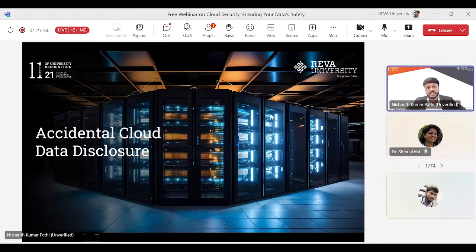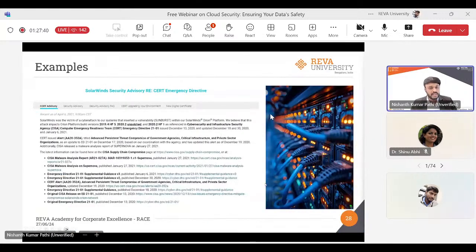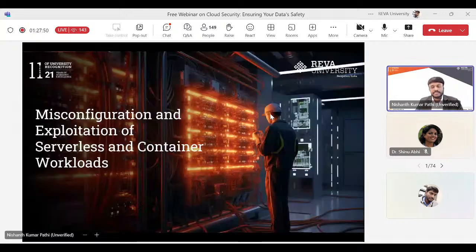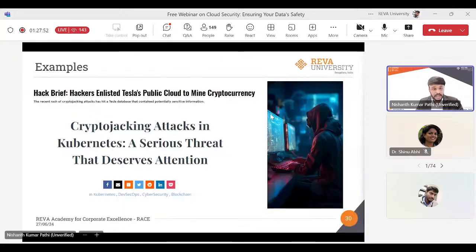And the other threat is accidental disclosure. Let's look at one important example. Again, it comes from SolarWinds, because it was a big attack which happened a couple of years back. The other one is misconfiguration, and this has nothing to do with small companies. Big companies like Tesla were a victim of this kind of attack.